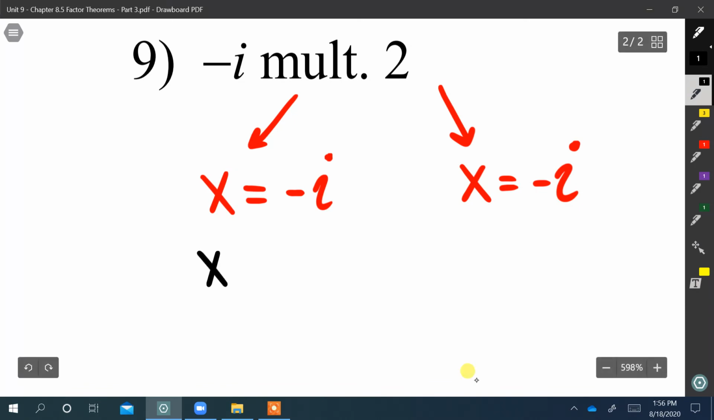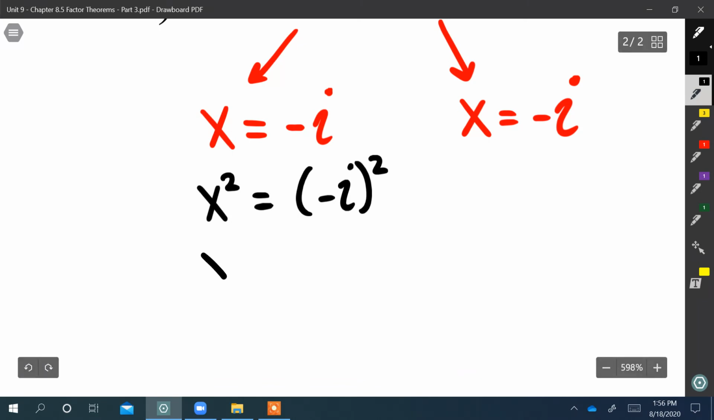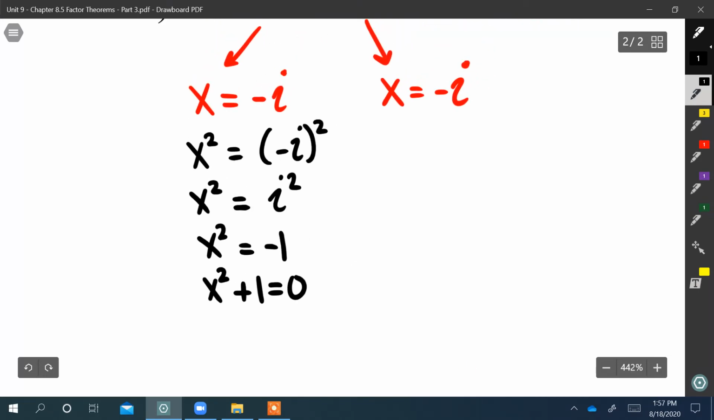Here's what I need to do to get rid of that i, though. I need to square both sides. And what happens when I do that? I'm going to get x squared in here. Well, negative 1 squared is 1. But i squared becomes negative 1. Bring that negative 1 over to the one side, and this is what you get. And this is pretty much the same process.